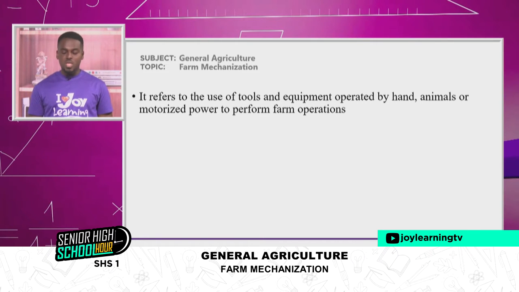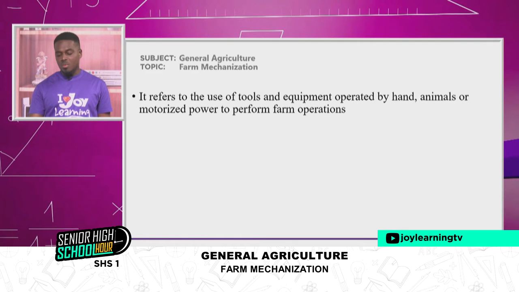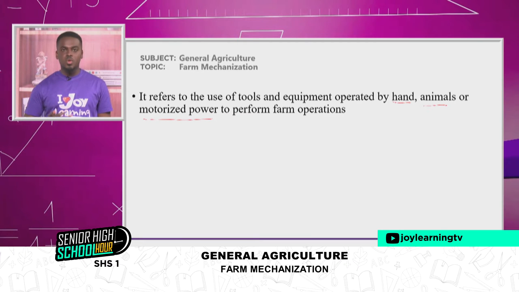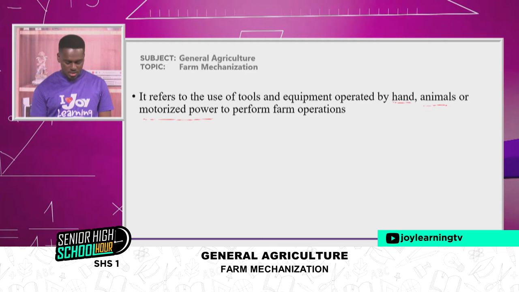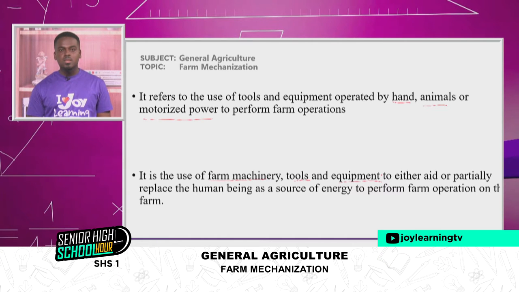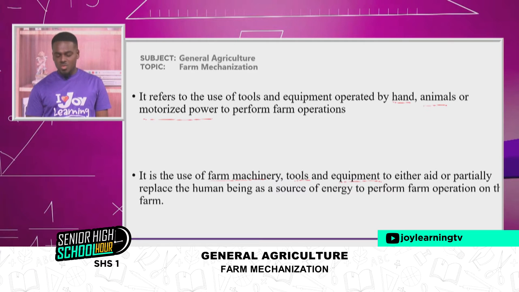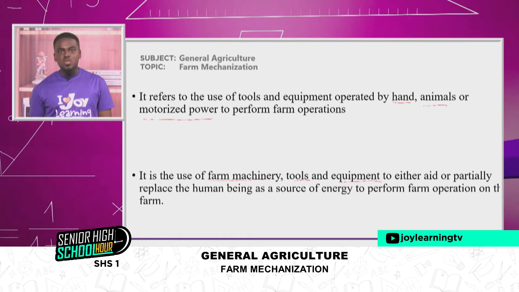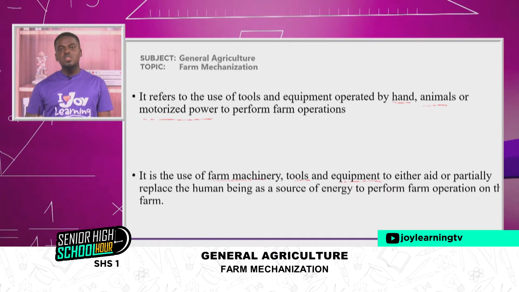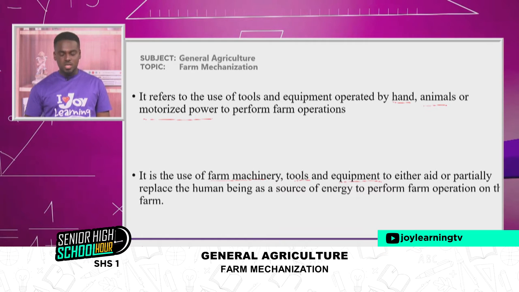Farm mechanization refers to the use of tools and equipment operated either by hand, by animals, or by motorized power to perform farm operations. You can also define it to be the use of farm machinery, tools, and equipment to either aid or partially replace human beings as a source of energy to perform farm operations. So that is what farm mechanization is about: the use of machinery and implements to either help humans carry out farm activities, or the use of some machinery to take human labor out of certain farming activities, which we'll look at shortly.